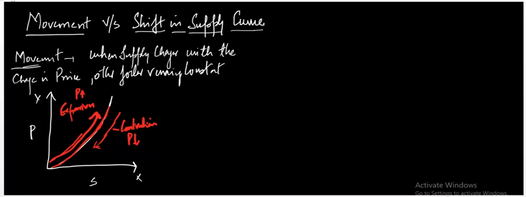No new curve will be formed. So the contraction is essentially, let me type it in green, it's actually a movement down the supply curve, but on the same curve.